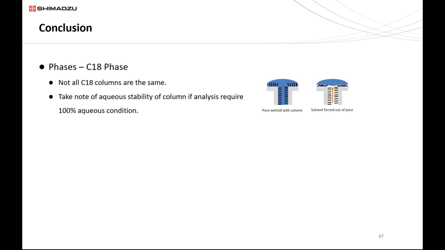The phase chemistry is what makes the most difference in separation. We see that even for the most widely used C18 columns, there are many different variations that can have an advantage in certain applications. One of the points to take note of is the column stability to fully aqueous condition. Never use 100% aqueous condition on a non-aqueous stable column to avoid phase collapse.